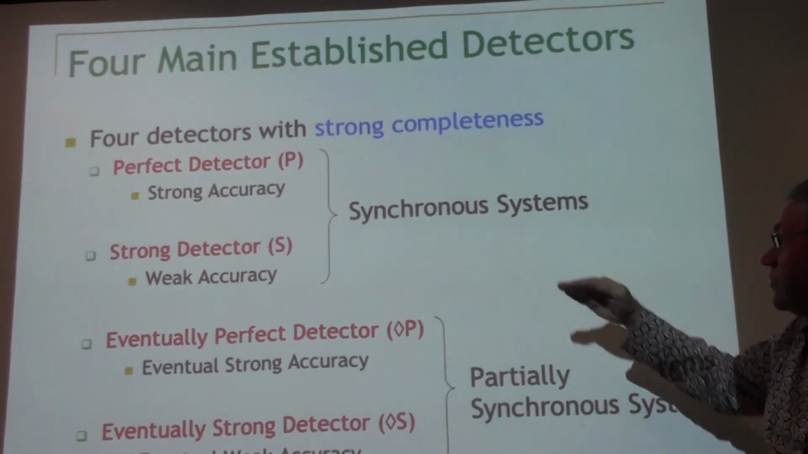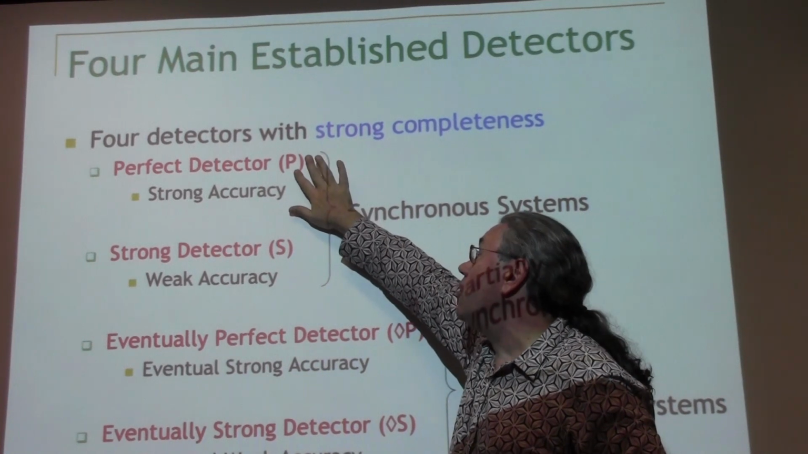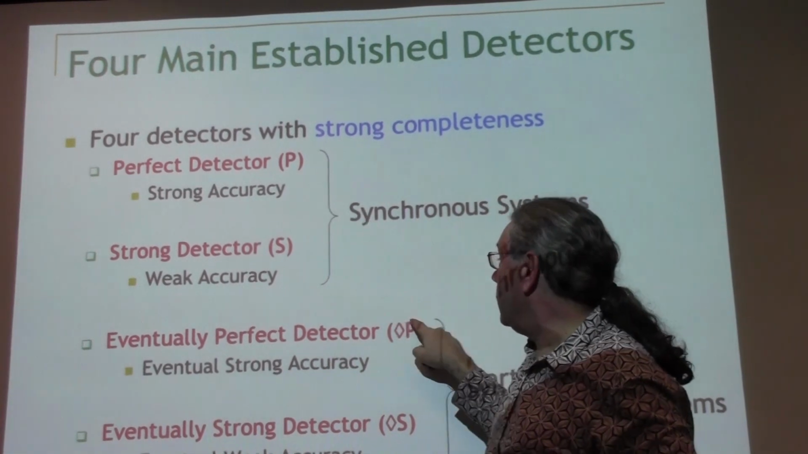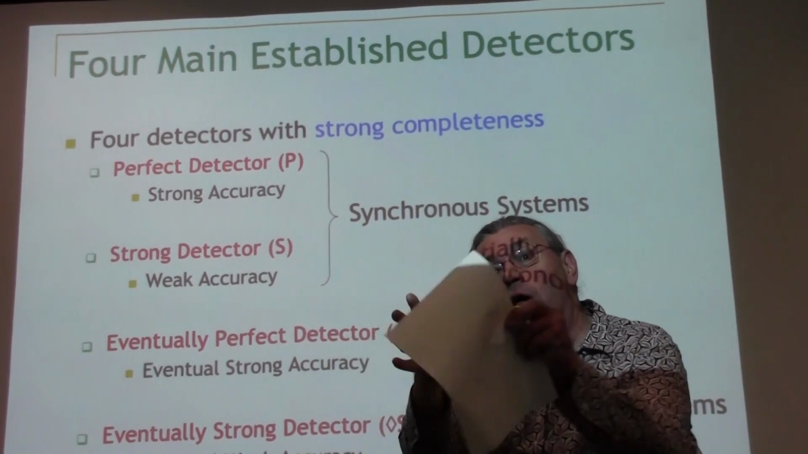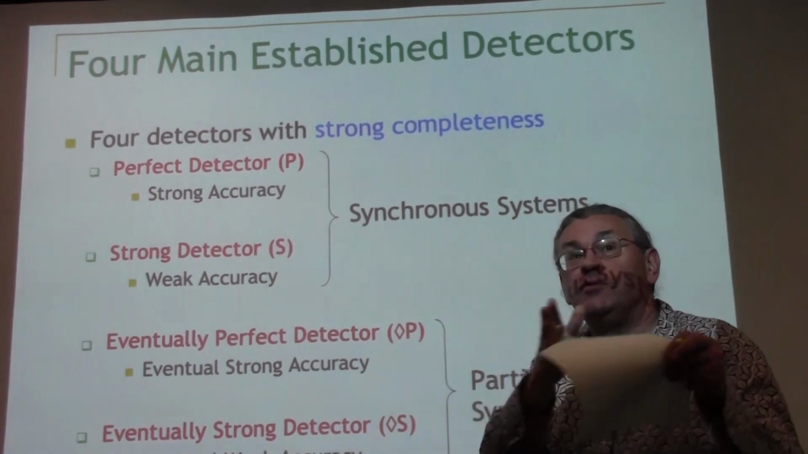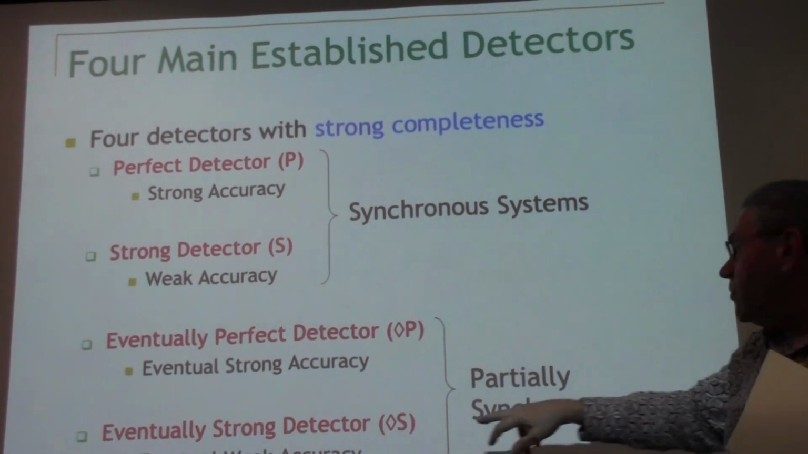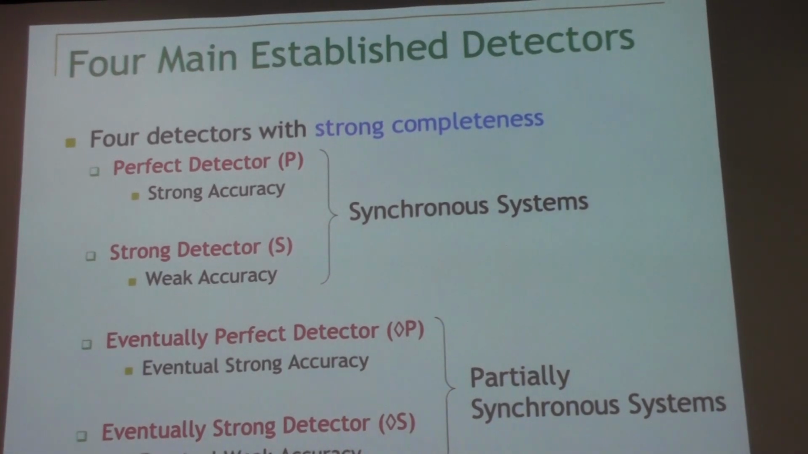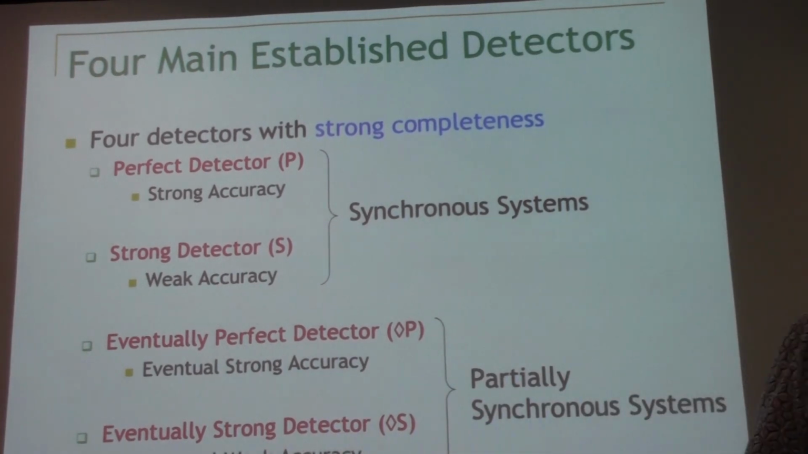So these detectors, the strongest one is perfect. This one's a little bit weaker, actually. Eventually perfect is also weaker, but in a different way. The strong is weaker in terms of which nodes it's looking at, but eventually is weaker in terms of time. After some time, it becomes perfect. And the weakest one on this slide is the eventually strong detector. And for the internet, partially synchronous, these are the two that we want.